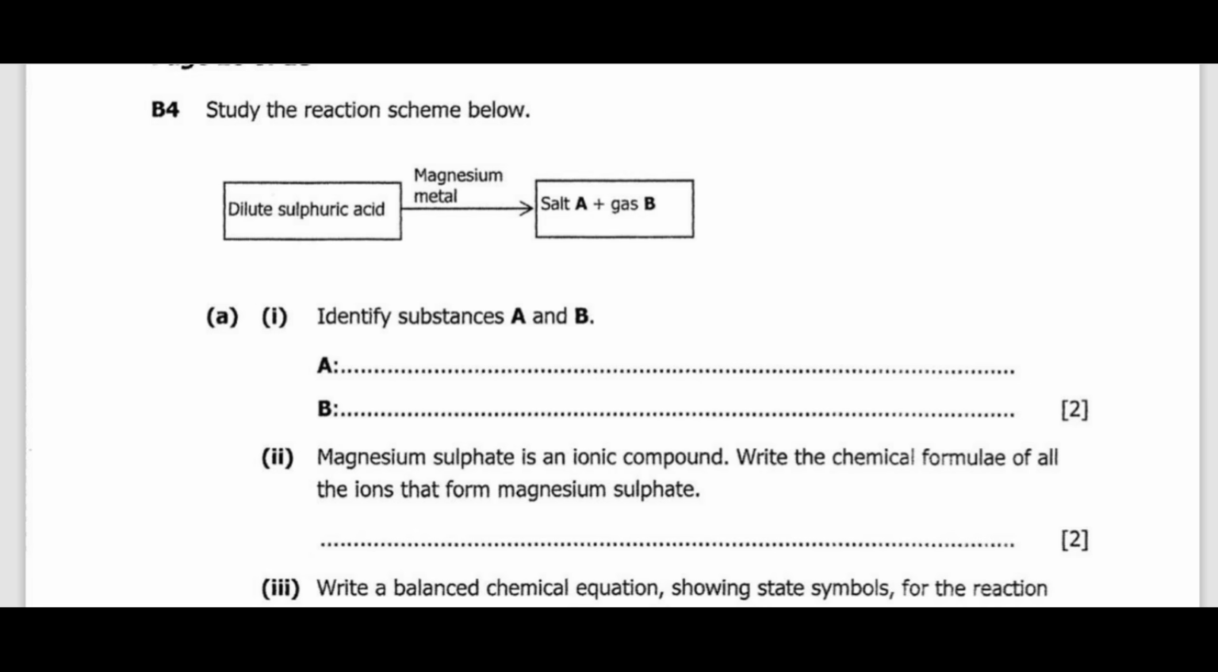Okay, so now we move on to question 4. Start the reaction scheme below. Dilute sulfuric acid plus magnesium metal gives salt A plus gas B. So what is the concept? The concept is if you have a pure metal plus any acid, you are going to get a salt plus the gas that is produced is hydrogen. So from this we know that gas B will be hydrogen gas. It's a statement that you are supposed to know that whenever a pure metal reacts with an acid, salt and hydrogen gas must be produced.